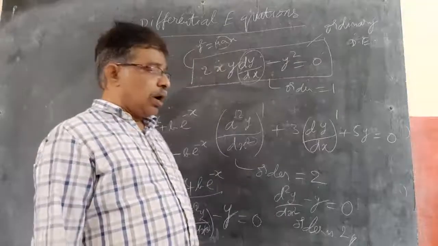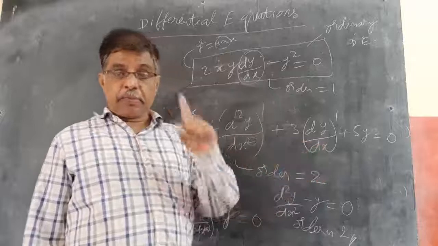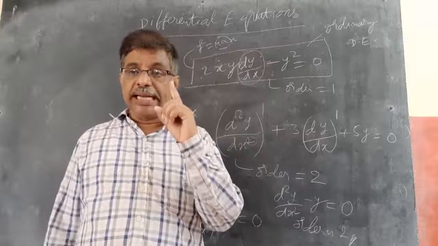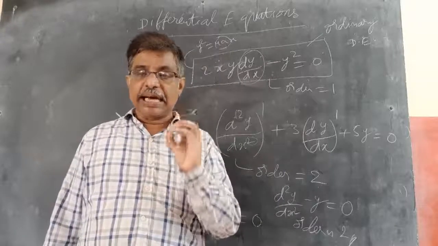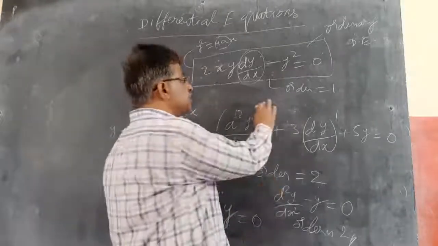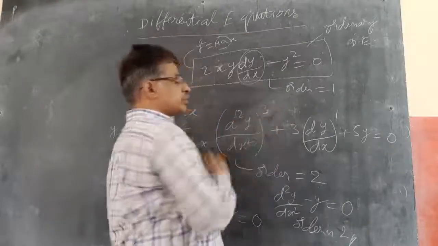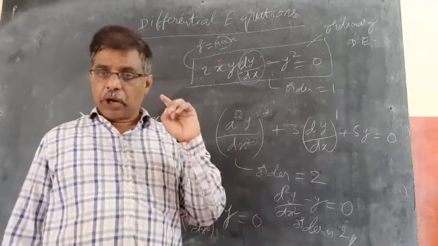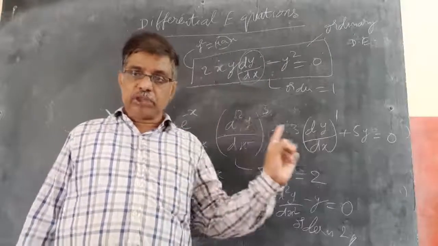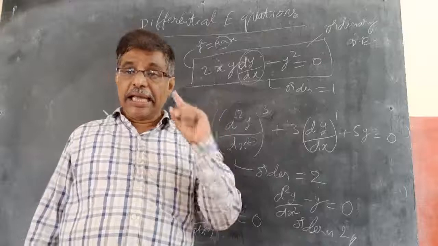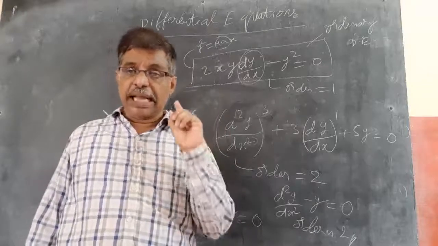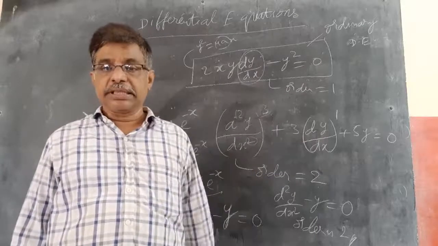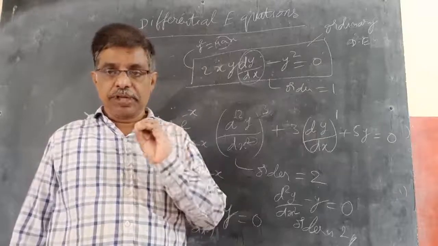Now, polynomial means the power should always be a natural number, like integers, free from radicals. It should not be some power 3 by 2. It should be whole cube, or whole power 5, like that. For a polynomial, the power should always be a positive integer. Here also it is the same: the powers should be free from radicals.